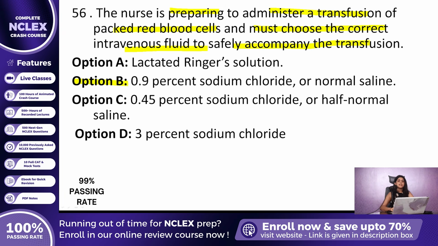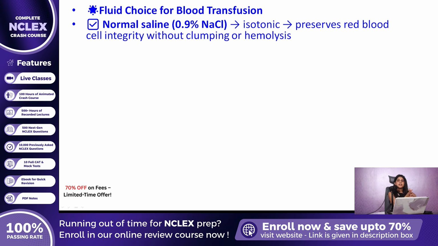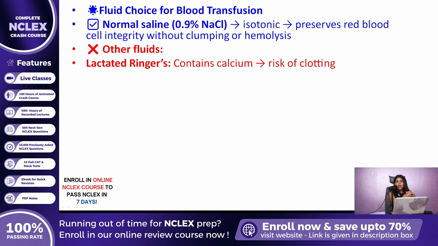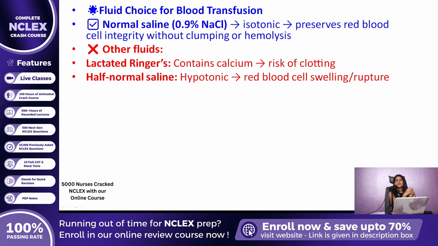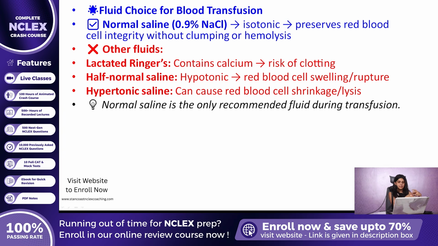The rationale is that normal saline is isotonic and the only recommended fluid to use during transfusion because it preserves the integrity of the red blood cells without causing clumping or hemolysis. Lactated Ringer's contains calcium, which can promote clotting during transfusion. Half normal saline is hypotonic and could cause red blood cells to swell and rupture, while hypertonic saline could cause them to shrink or lyse. The key point is that normal saline is always the fluid of choice to accompany blood products.